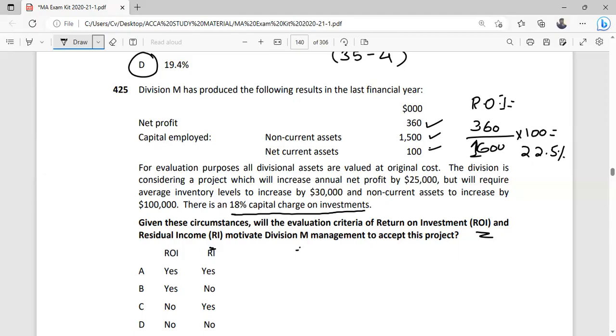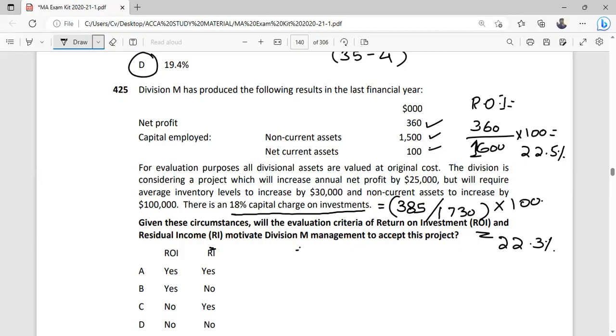Now he is saying that you will earn additional profit of 25,000 after making investment of these two investments, 130,000. So your new profit will be 360,000 plus 25,000 divided by 1600 plus 130,000. So you can say 1,730,000 into 100. So what is your return on investment after this project? It is falling. It is 22.3%.